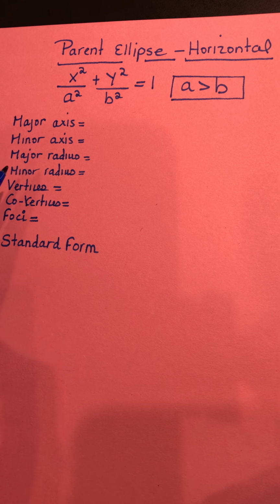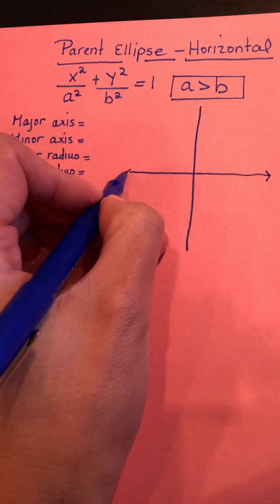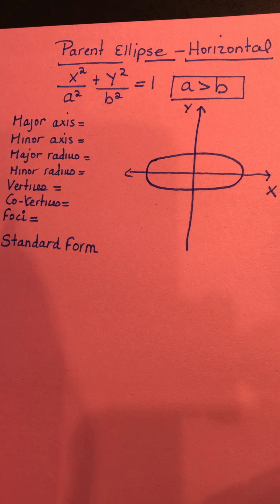So what we're going to do is draw a picture of what this would look like, okay? So here's my coordinate plane, the x-axis and the y-axis. And I'm going to draw a general looking horizontal ellipse. So something roughly along these lines, okay? It doesn't have to look perfect.